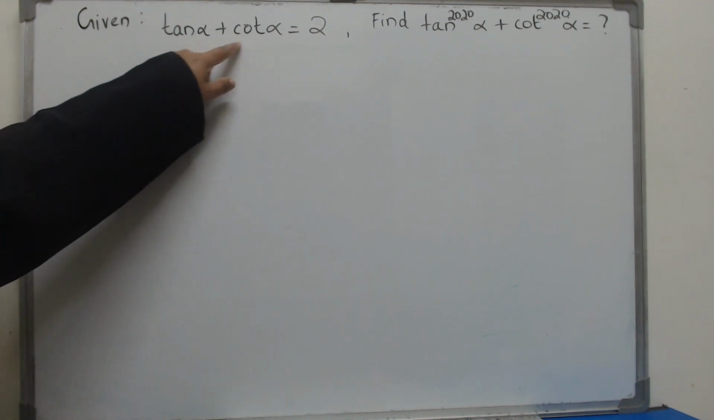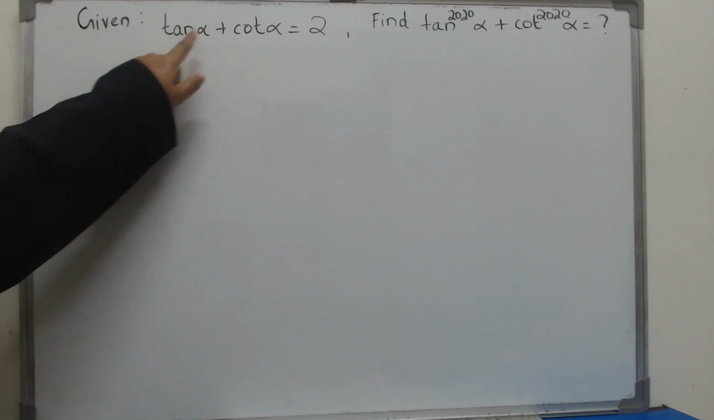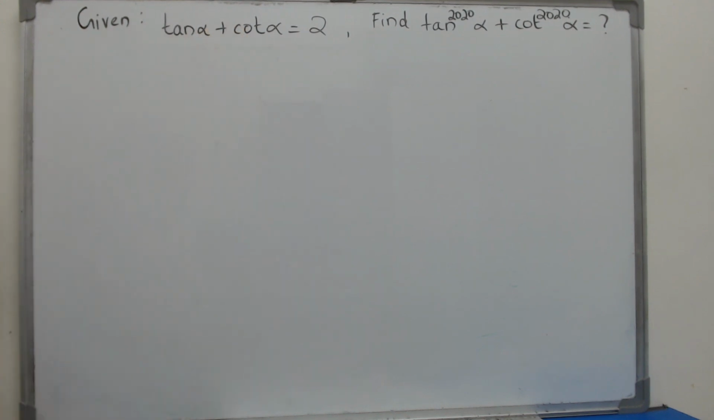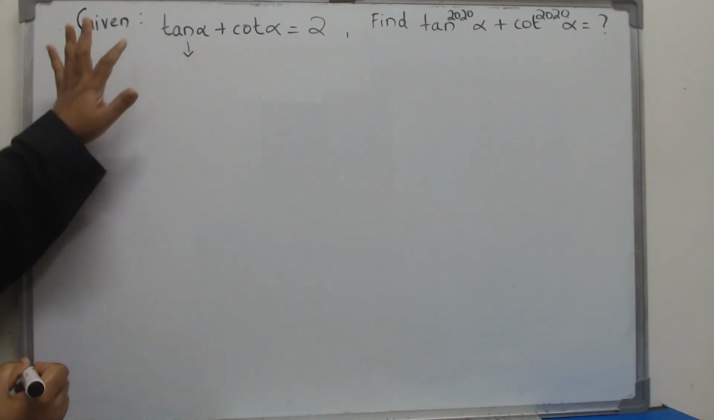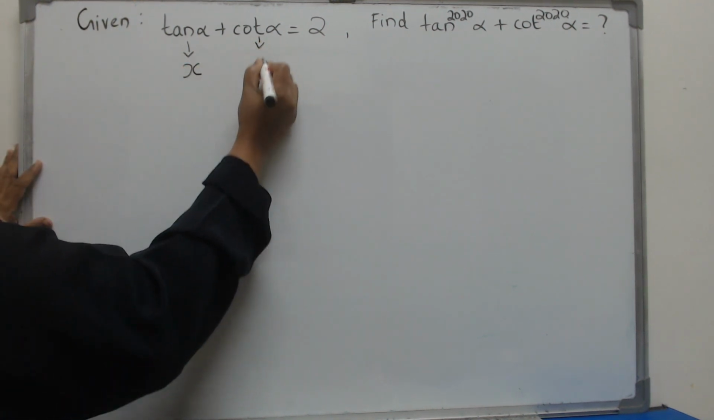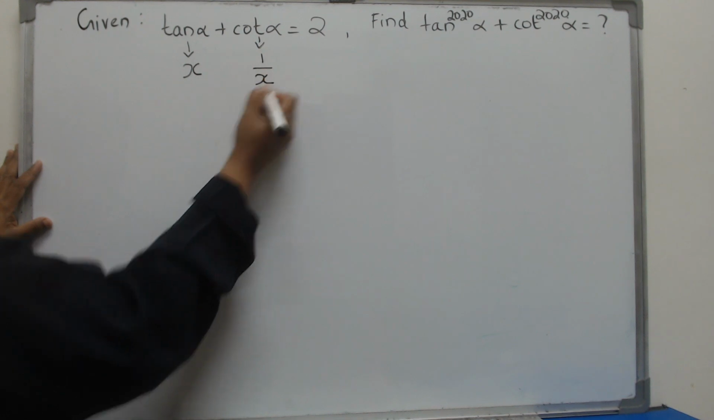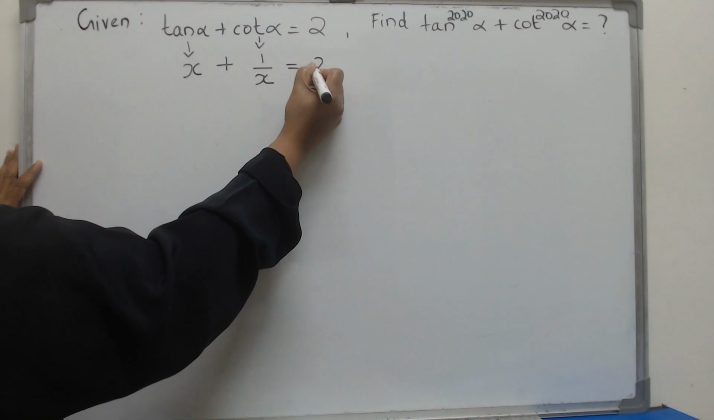Here we are given such an equation. Now tell me, how is the tan value and the cot value related for any angle alpha? They are the reciprocals of each other, which means if I take my tan alpha to be x, then the cot alpha will be 1 by x, and what they are saying is that both of them added gives 2.